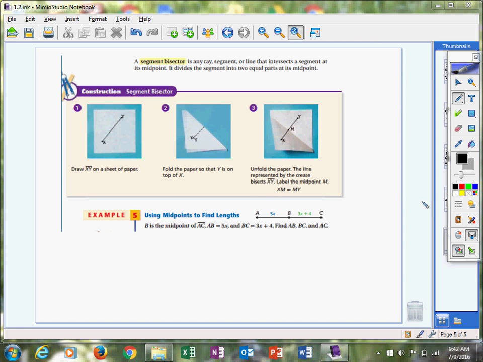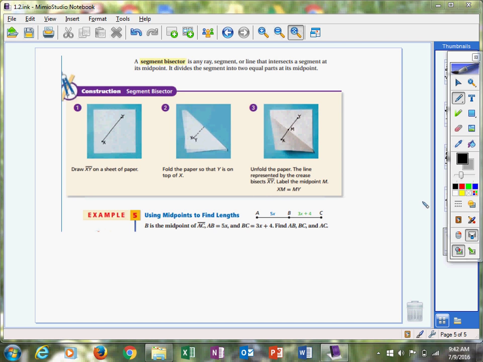You're going to fold your paper so that the endpoints are on top of each other. As soon as the endpoints are touching, fold it. Then you're going to unfold the paper and you're going to see the line that's represented by the crease that you just made bisects your segment at exactly midpoint M. We call midpoints M usually, so that's why they have it labeled there. So XM is going to equal MY, and you can actually measure that with a ruler if you wanted to see if that's accurate. Depends on how good you folded too, I think, a little bit.